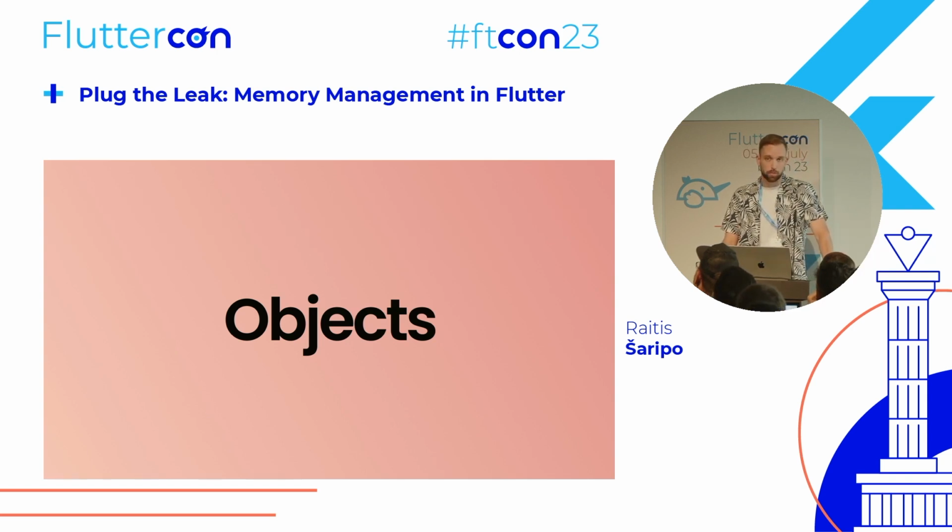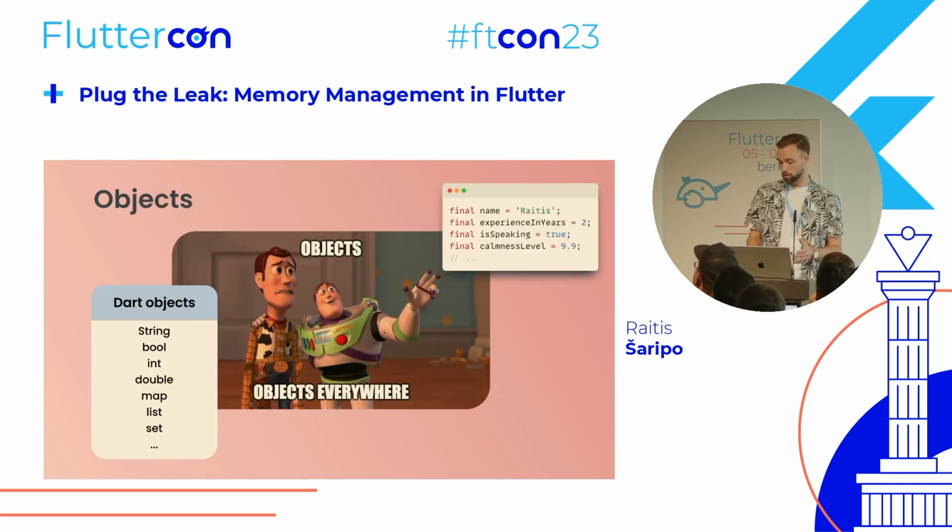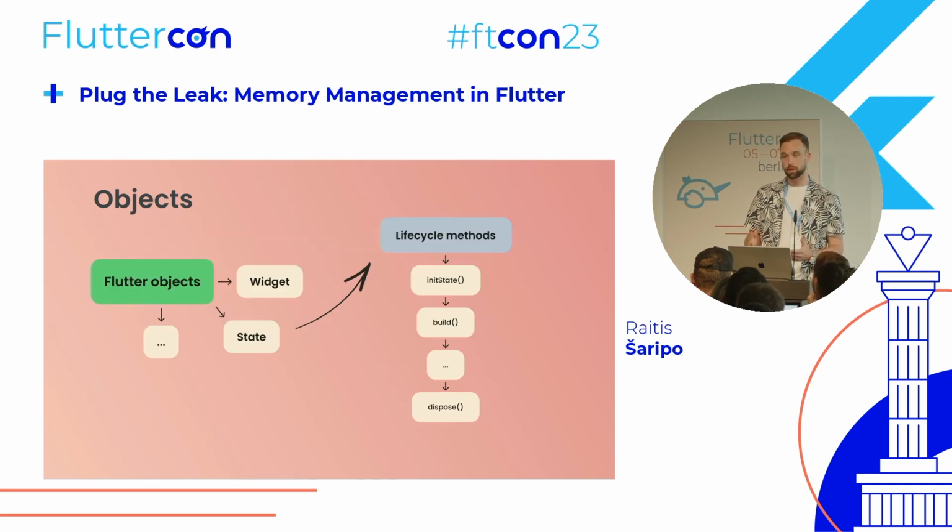When talking about objects, we can separate out Dart-specific objects and Flutter objects. In Dart, everything is an object, from string, boolean, double, to lists, maps, sets, and so on. Everything apart from null. The difference between Dart objects and Flutter objects is that Flutter objects come with their own unique set of characteristics. For example, widget, which is immutable, but it can be associated with other objects like state object, which in fact is mutable, and it also comes with its own lifecycle methods.